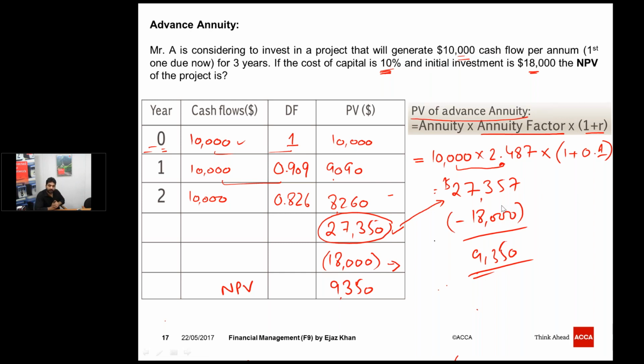Yes, by and large, everyone is getting the right answer. So this is the solution to advanced net present value. So I hope everybody has got it. So let us move forward.